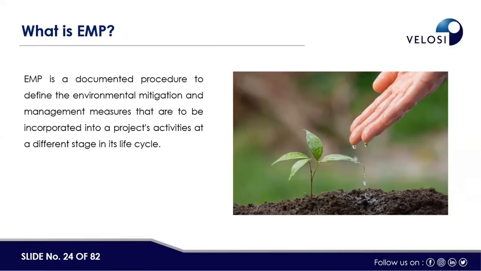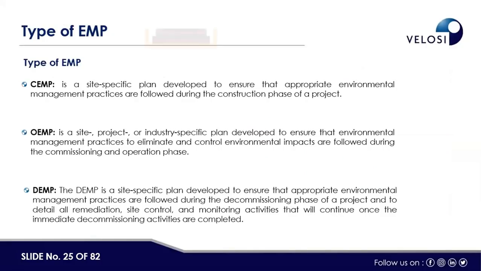So an EMP is a documented procedure in which we define the environmental mitigation measures based on the environmental impacts identified, so that they can be incorporated into the project activities and we can minimize the environmental impact that can arise from the project.